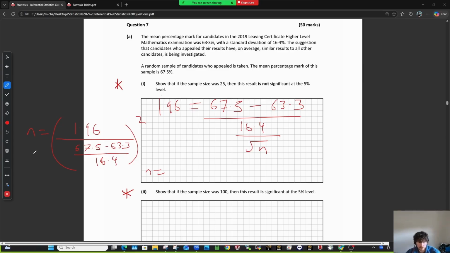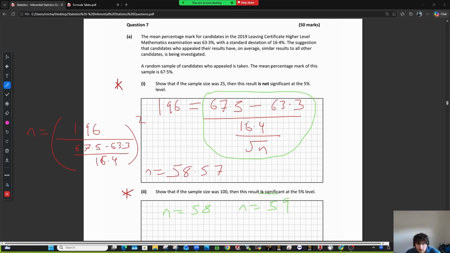16.4. That looks like an 8, but it's a 6. So n here works out as 58.57. Again, it's not just a matter of round up or down. You need to test this. This can either be 58 or it can be 59. And you need to put both of them in here and see which one makes it above 1.96, because then you become significant. Then you become able to reject H0, which is what they're on about with this, is significant.